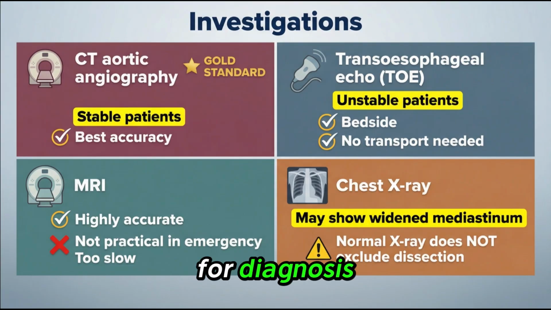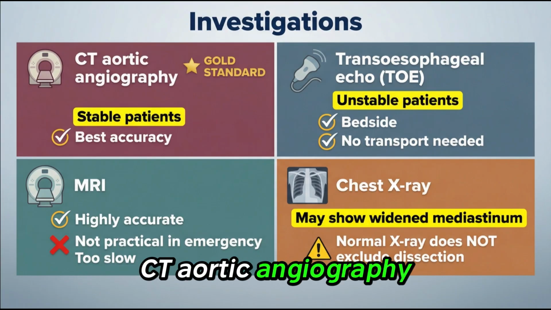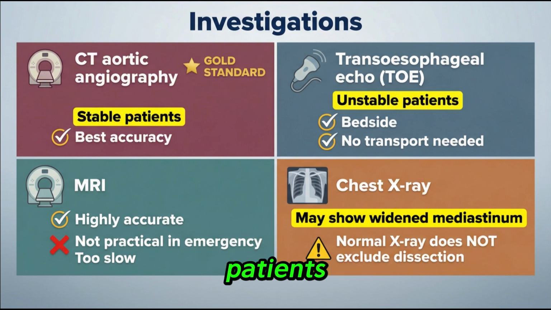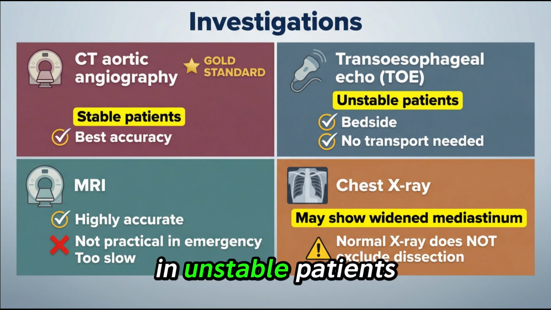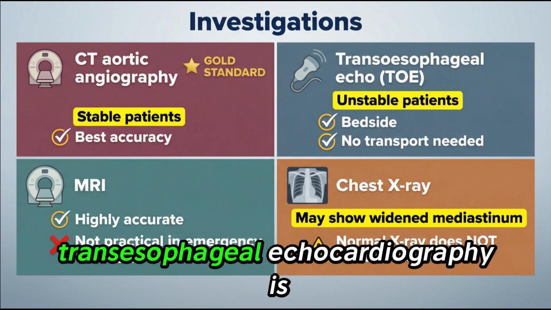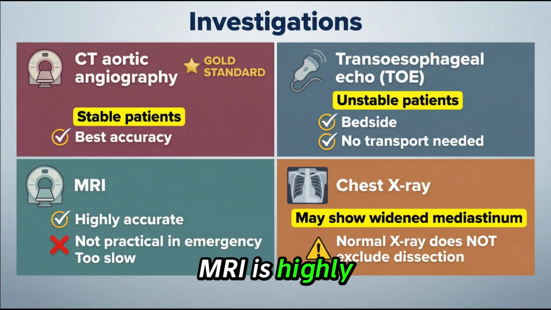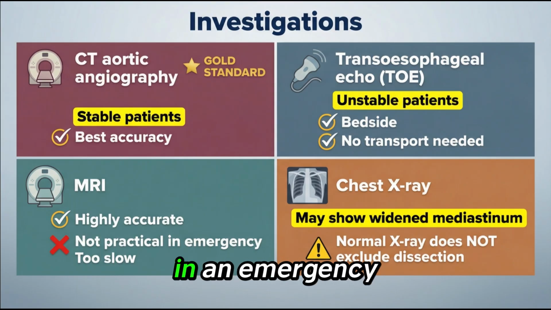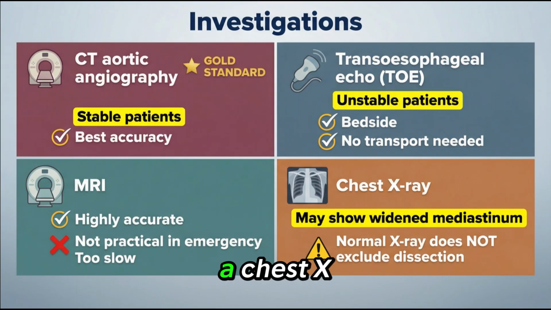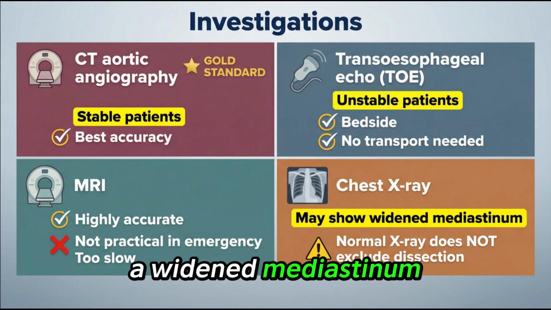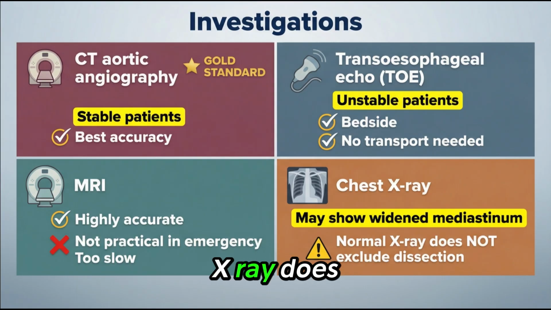For diagnosis, CT aortic angiography is the gold standard in stable patients. In unstable patients, transoesophageal echocardiography is preferred because it can be performed at the bedside. MRI is highly accurate, but not practical in an emergency. A chest X-ray may show a widened mediastinum, but a normal X-ray does not exclude dissection.